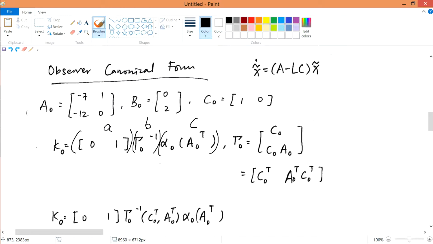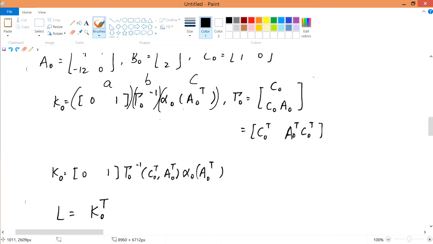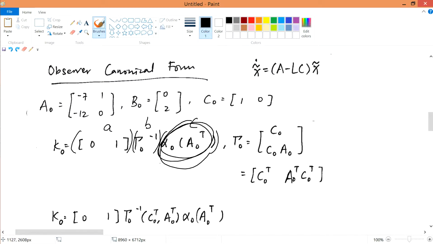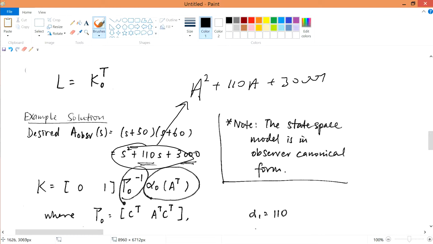And then the last one is simply taking the understanding of your desired output first. Your desired output poles are s plus 50 and s plus 60, if you still remember. Your closed loop polynomial is this one. If you expand it, you have s squared plus 110s plus 3000. For such a case, this changes into A squared plus 110A plus 3000I. This is a standard way of writing things.